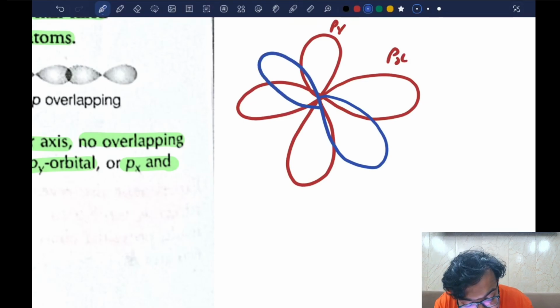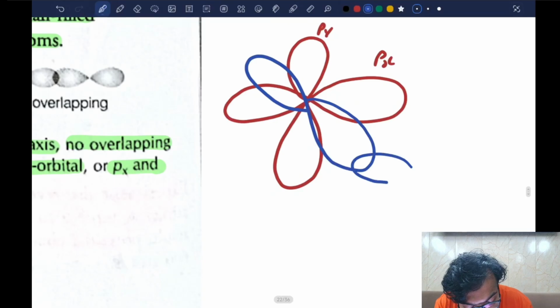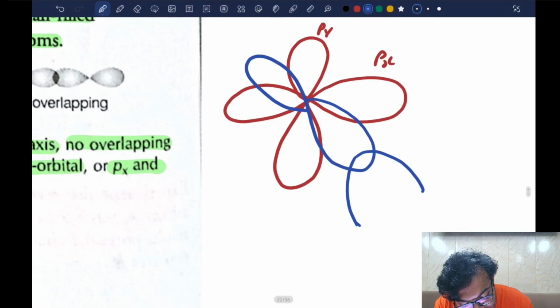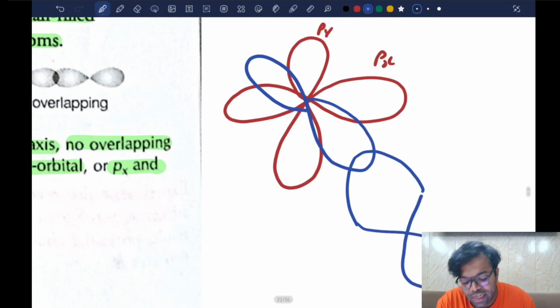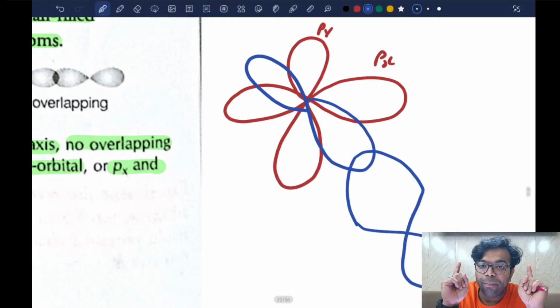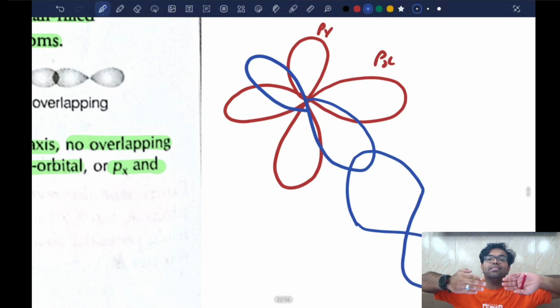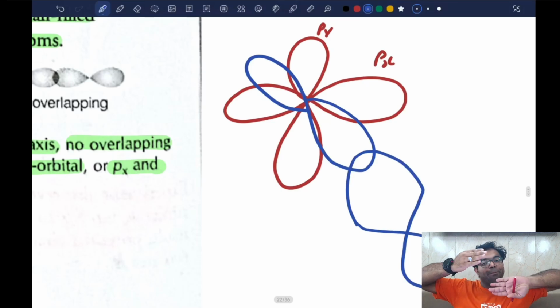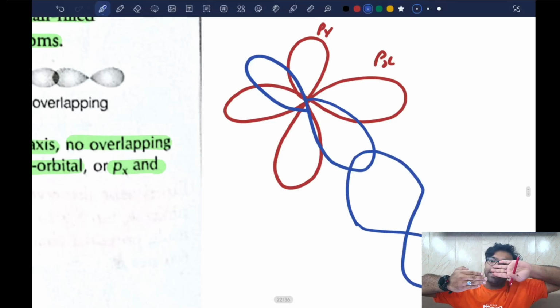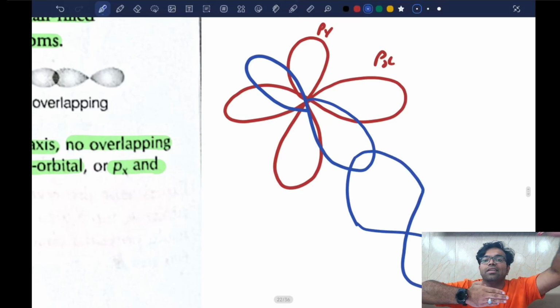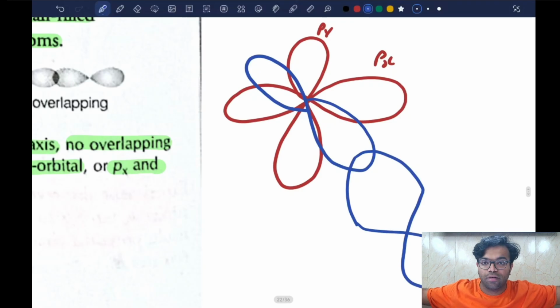Now, if the pz and the pz are going to overlap with each other, then the other two cannot overlap. Basically there is a distance like this. So if a pz of one and the s of the other are overlapping, then s cannot overlap with the y and the z. That's gone. There is only space enough for one overlap.